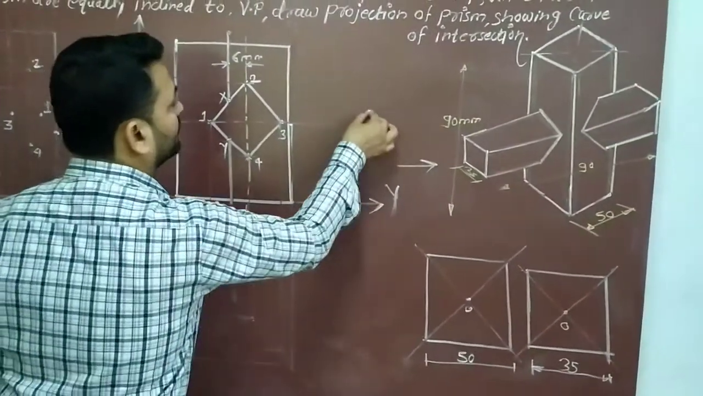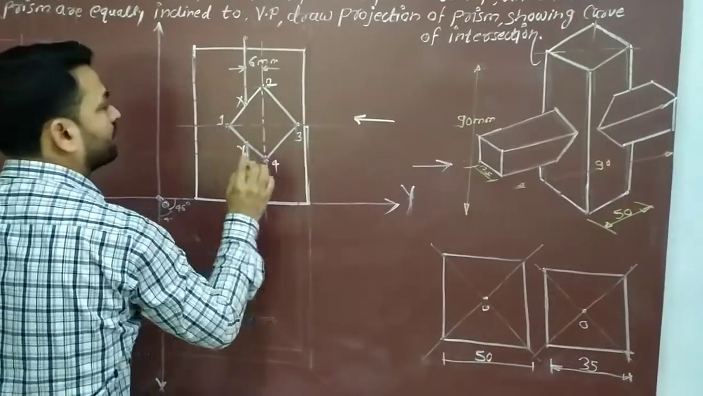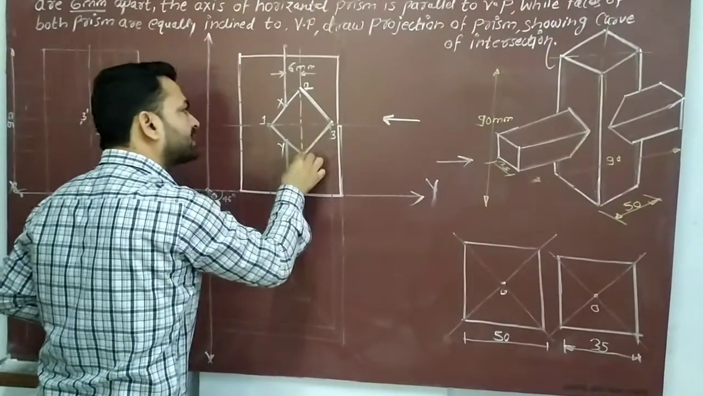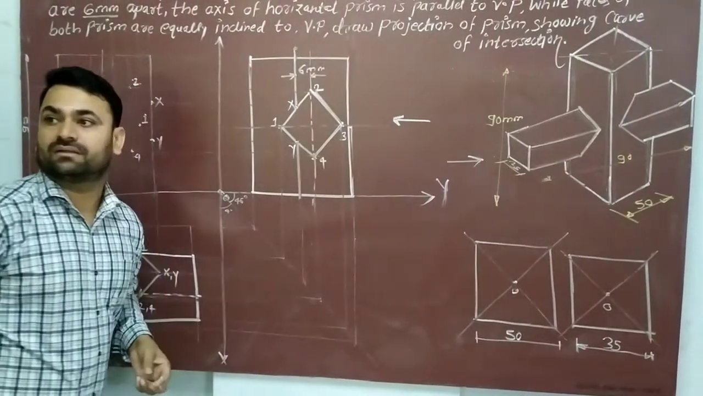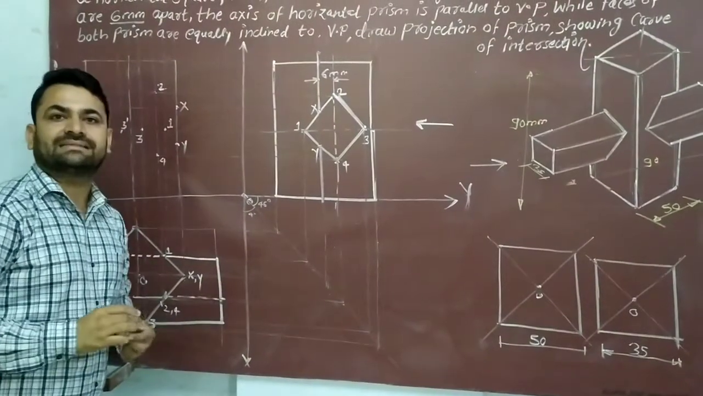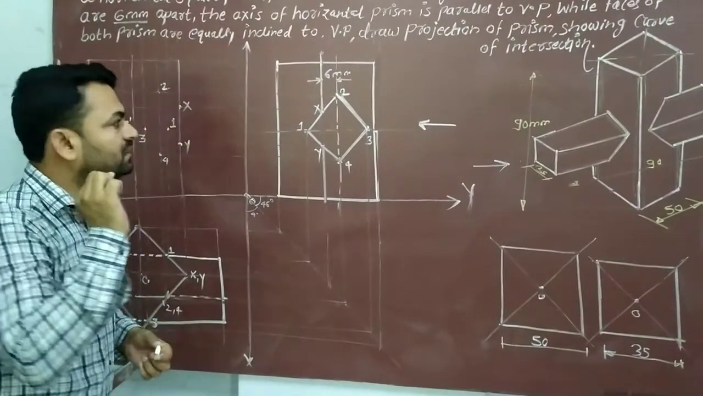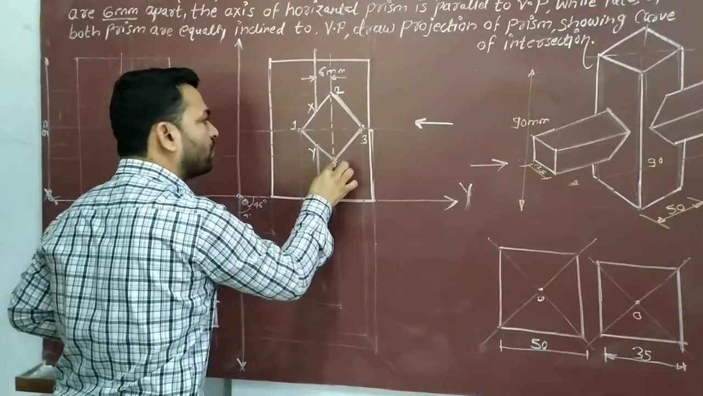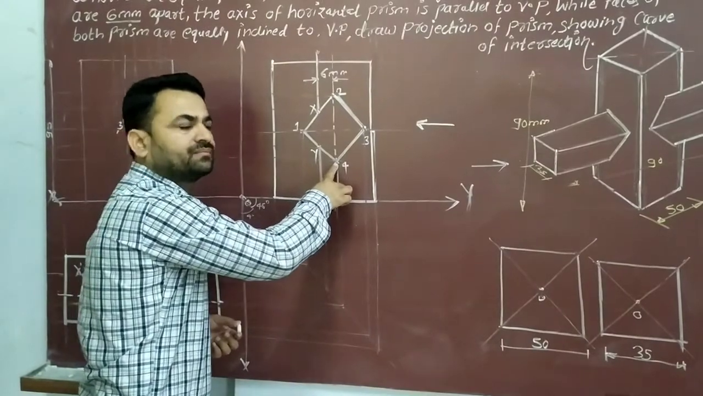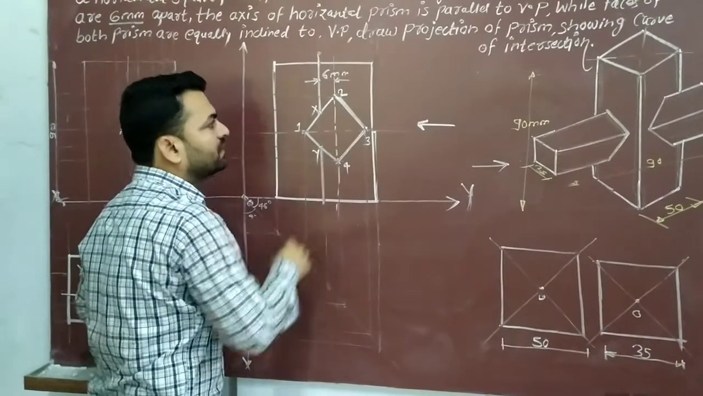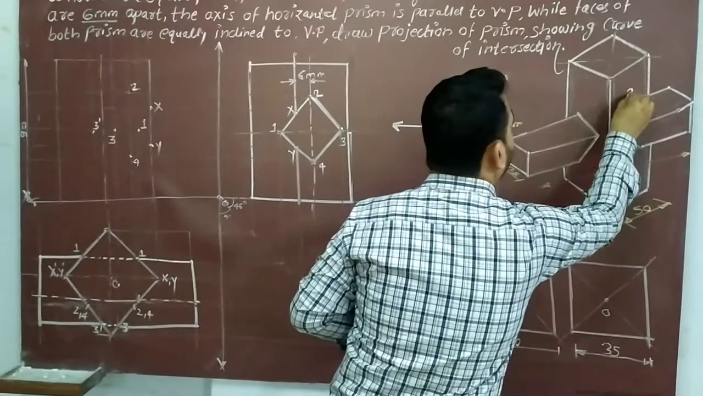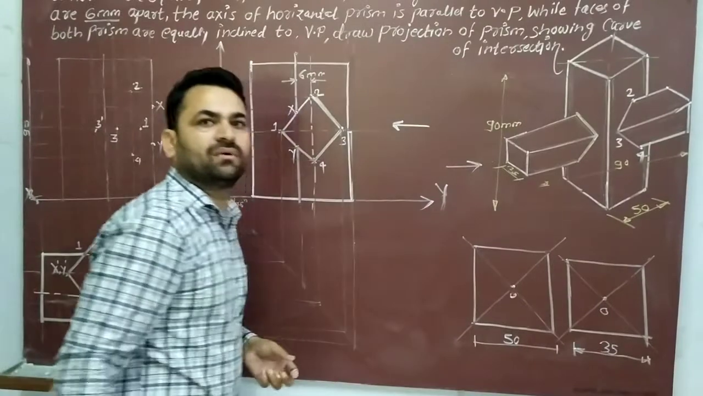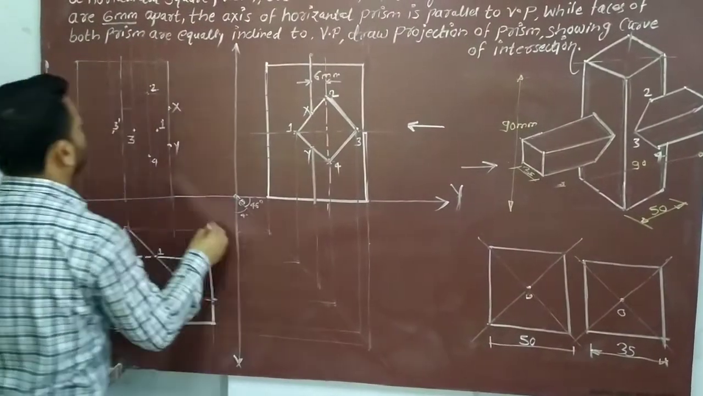See friends, while seeing from the side view, or this will be in the front view, this is the actual line that we can see. This is the actual curved section, that is the curve of intersection, which we can see in the side view. So 2, 3, 4. These points will be visible. So here we can see this is point 2, this is point 3, and this is point 4. Okay, this is visible to the observer in the front view.